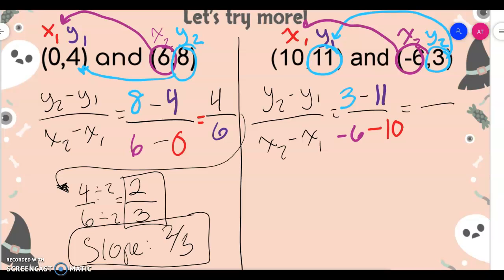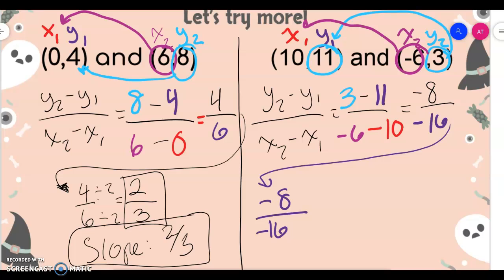So if I have $3 in the bank account and I try to take out 11, how much money am I going to owe the bank? Negative $7. Or sorry, $8. Then on the bottom, negative 6 and a negative 10, or minus 10, is going to give me negative 16. Ooh, so I have 2 negatives. What's a negative divided by a negative? A positive. So I can instantly have 8 over 16.